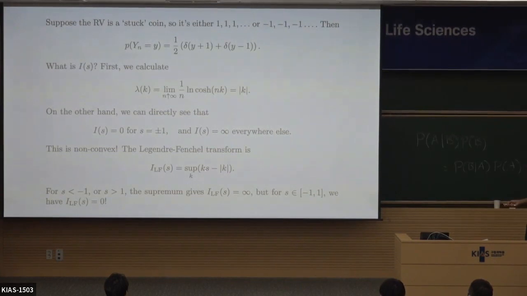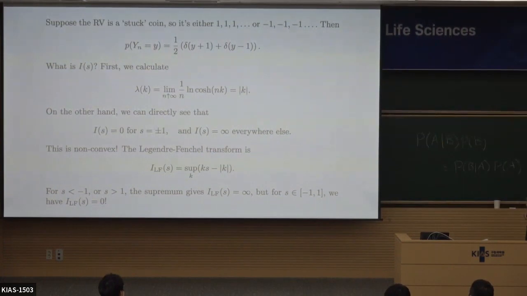Because look here, right? It's ks minus absolute value of k. For s in this interval, this supremum requires I to be equal to 0, right? But if s is bigger than 1 or less than minus 1, then this term dominates, and you're supposed to take the maximum value of k. Well, k can go to minus infinity, you get I equals infinity. K can go to plus infinity, you get I equals infinity, right? So the function that you get for I is infinite outside this interval, and in the interval it's equal to 0.